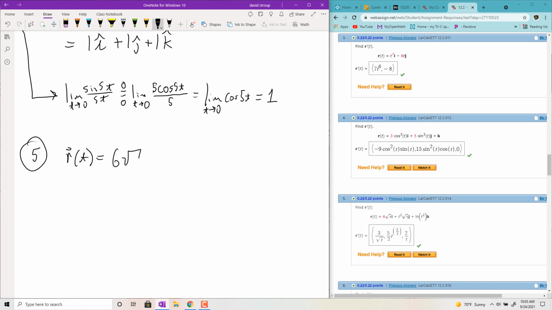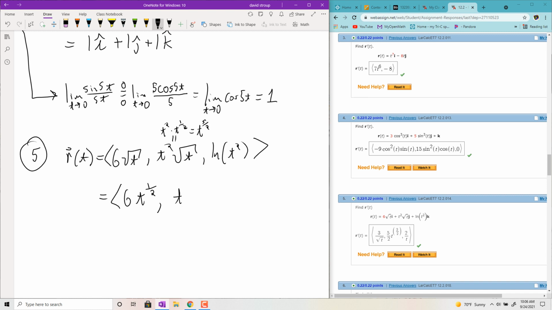So we have 6 square root t, t squared square root t, and then ln of t squared. Okay. I'm going to rewrite this stuff so it's a little easier for me to take the derivatives. t squared square root of t is the same thing as t squared times t to the 1/2. We have like bases there, so you can just add the exponents. You get t to the 4/2 plus 1/2, which is t to the 5/2. So we have t to the 5/2, and then ln of t squared.